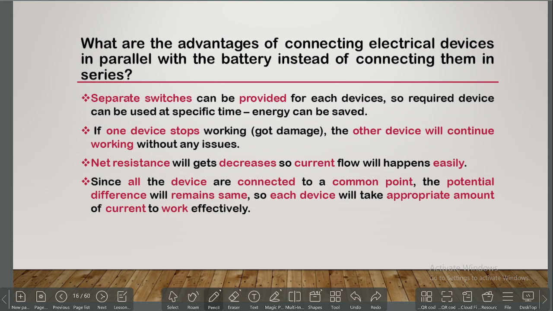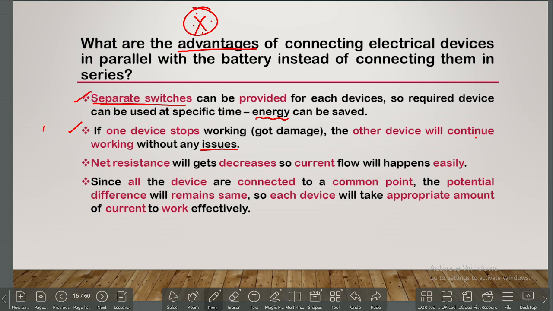And then, so before that I will say what are the advantages, one of the important 2 mark or a 3 mark question. What are the advantages of connecting an electric device in parallel with a battery instead of connecting them in a form of a series? So the first thing is that we can provide a separate switches. Clear? We can provide a separate switches for each and every device. Since we are providing separate switches, means based upon the necessary we can use them, and the energy can be saved. Second advantage is that if one device stops working, or else if one device got damaged, the other device will continues to work without any issues.